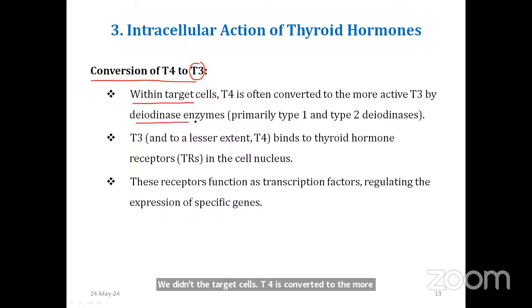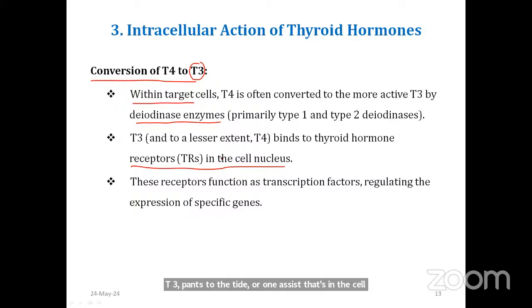This is known as deiodinase enzymes. Primarily type 1 and type 2 deiodinase enzymes are there. Their function is to convert T4 into T3 at the cellular level. T3 binds to the thyroid hormone receptors in the cell nucleus.